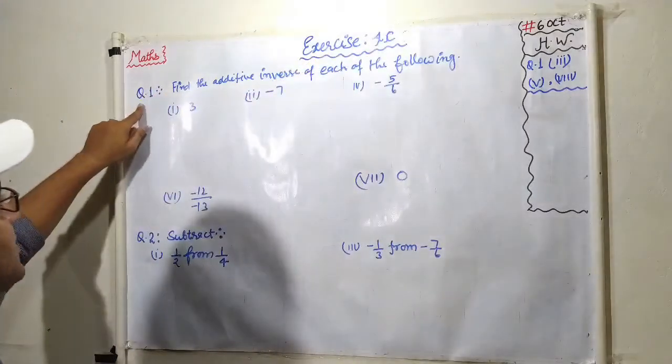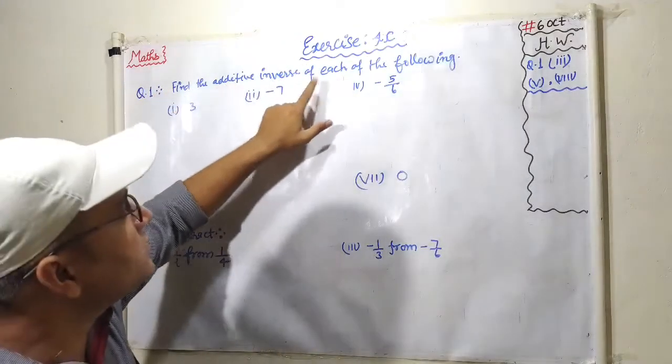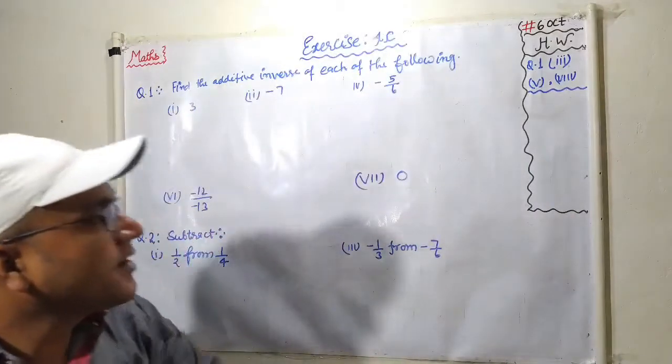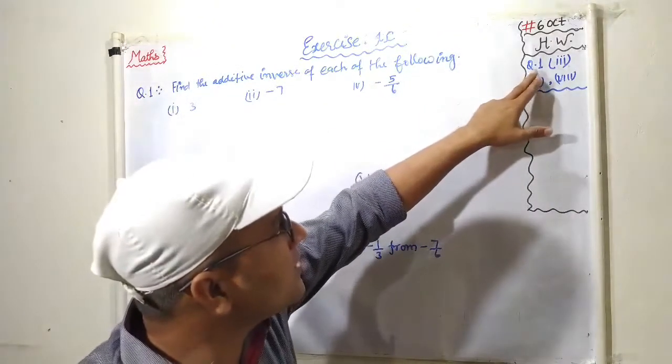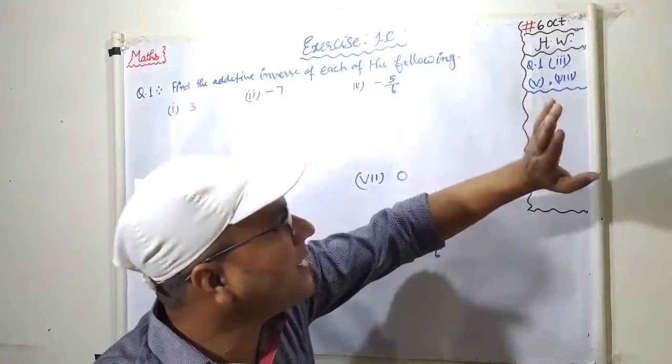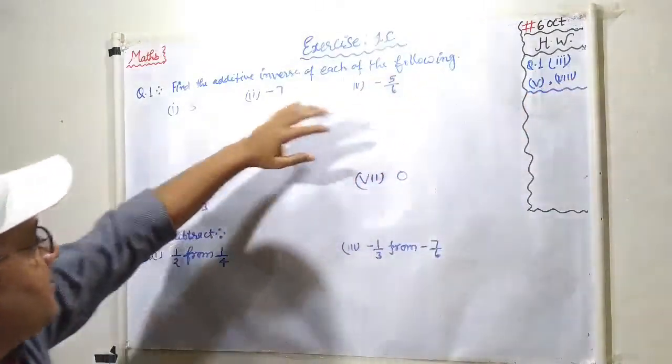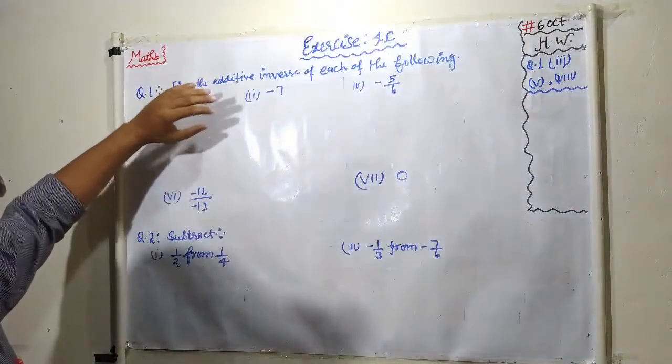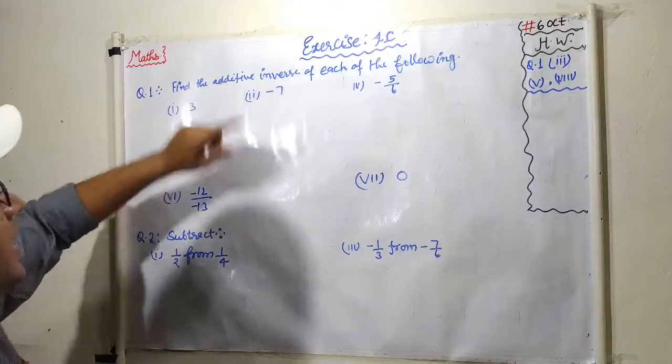4C. First question is, find the additive inverse of each of the following. And this is your homework. Questions number first, third, fifth and eighth are your homework. The remaining I'm going to do here. Okay, students? Find the additive inverse.